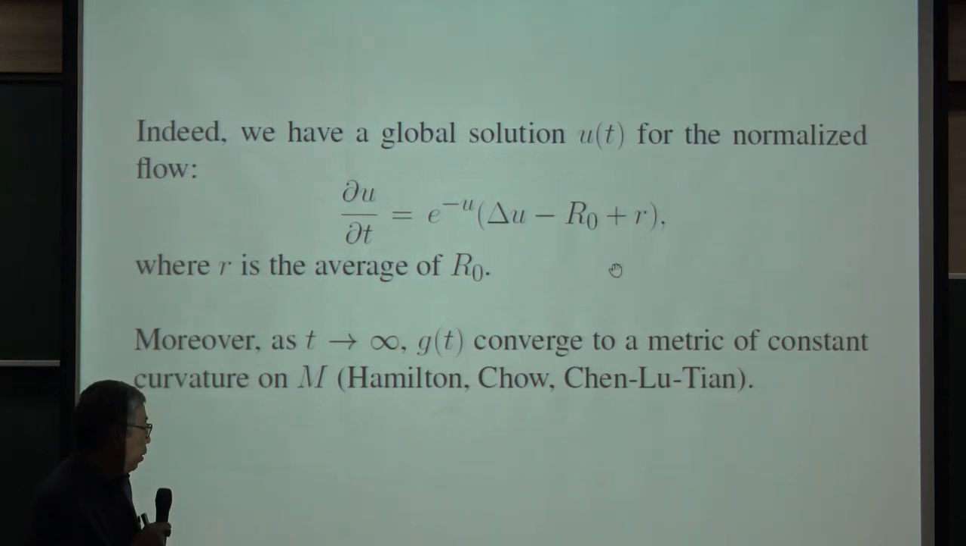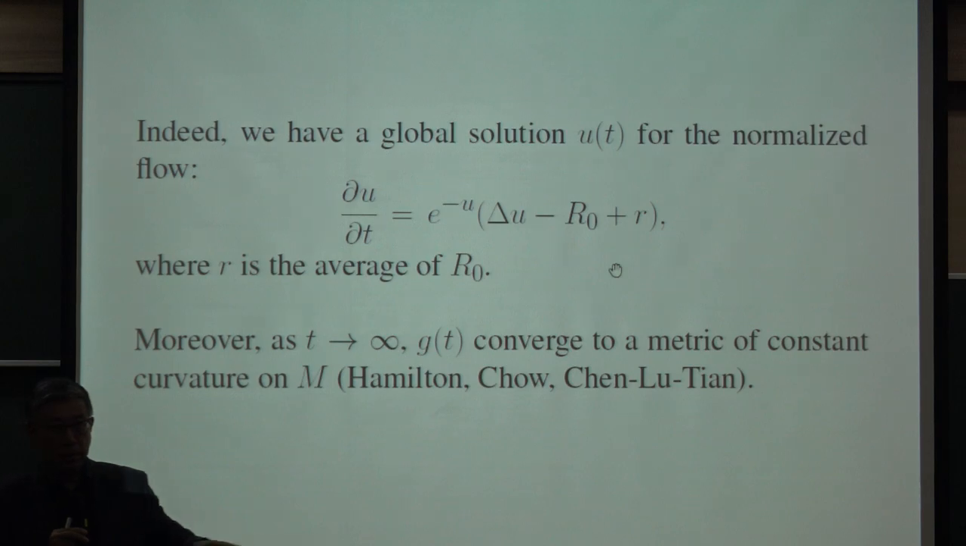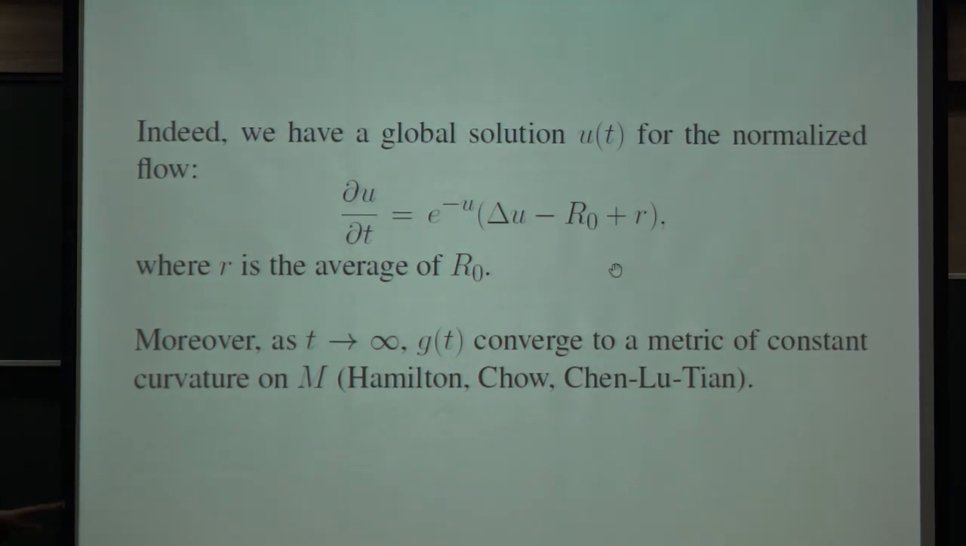So previously they needed to assume this underlying space is a sphere, then you can prove that in the case of the sphere, the limiting metric has to be an Einstein metric. But that a priori assumption can be removed. That's what we observed.